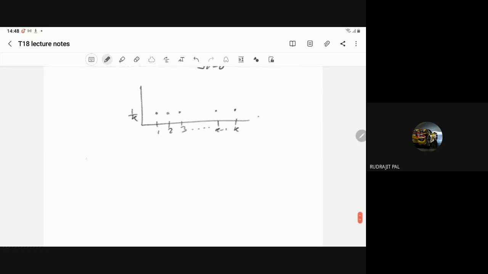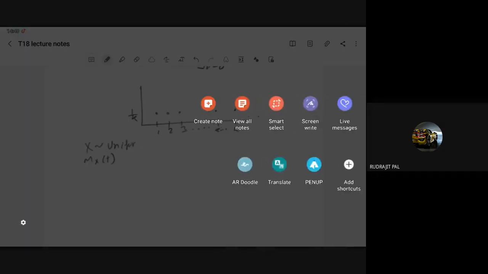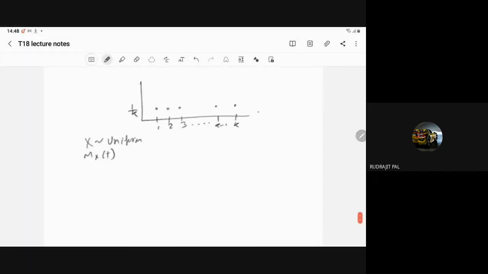Now if you have to write the MGF, it is given to you that X follows the uniform distribution, and it depends on the two values: where it starts and up to where it goes. So here we can say it is 1 to k, both inclusive.